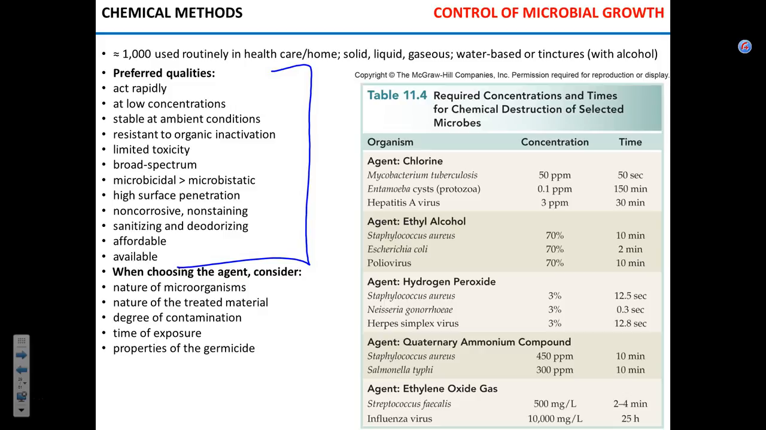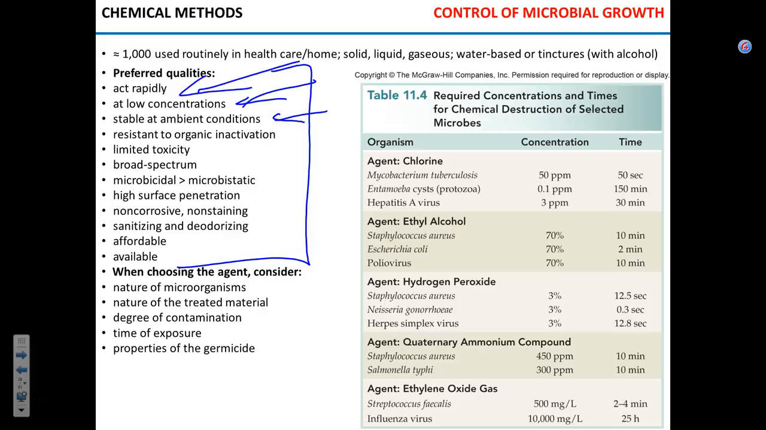So, stable at ambient condition. Look, if something is not stable at ambient condition, you're not going to see it. It's going to disassemble, right?